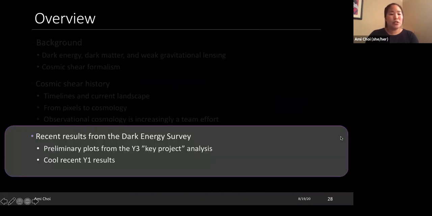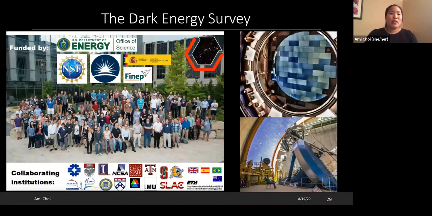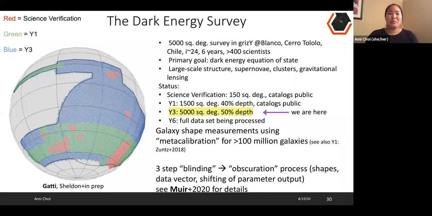Now moving on to recent results from the Dark Energy Survey. Here are some photos of the instruments responsible for the science coming out of DES. No science is possible without the people, the Blanco telescope, and the Dark Energy Camera. The Dark Energy Survey, when it's finished, will be 5,000 square degrees in grizY with a depth of around i of 24. The observing took 6.5 years to complete. There are more than 400 scientists involved.